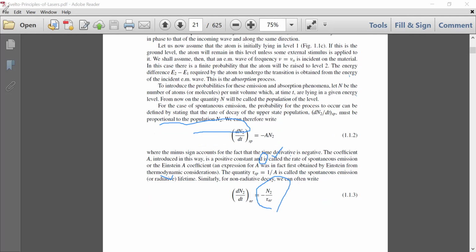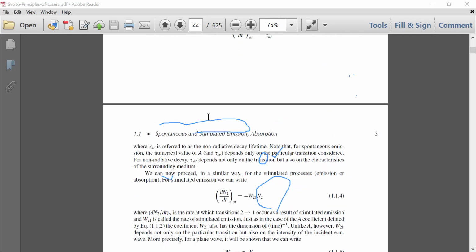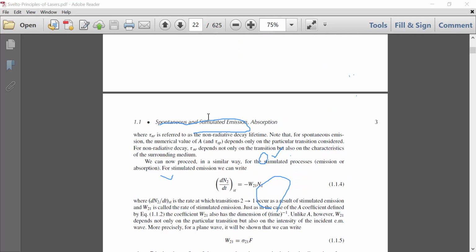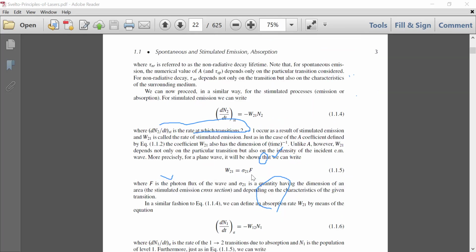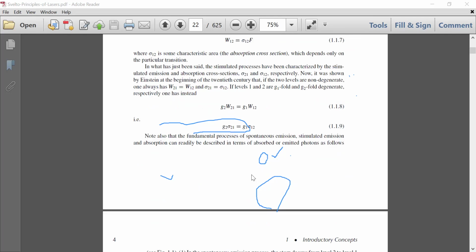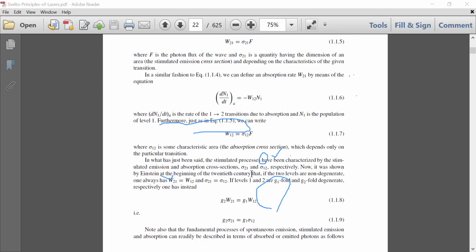So let's move to the next slide. Now you can see that W21 we replaced with the radiative and non-radiative decays. These are the simple formulas I have formulated for you.